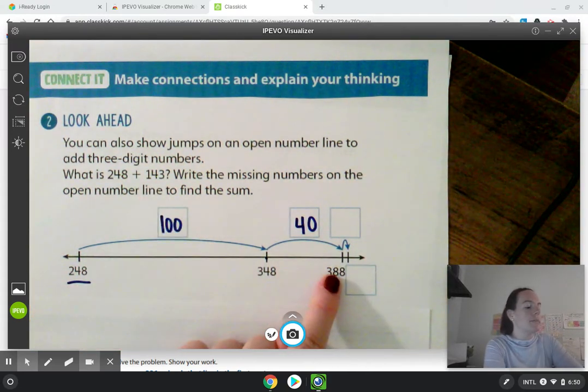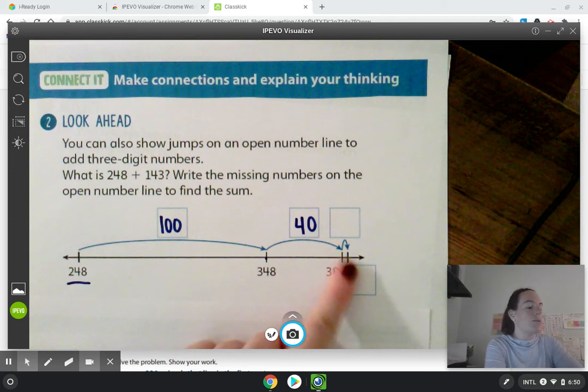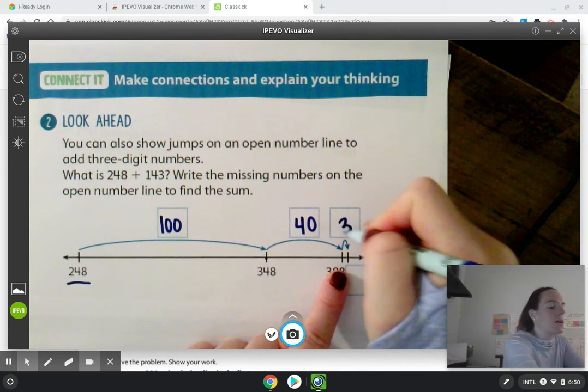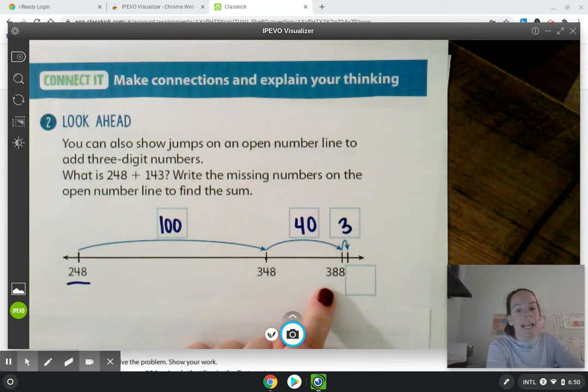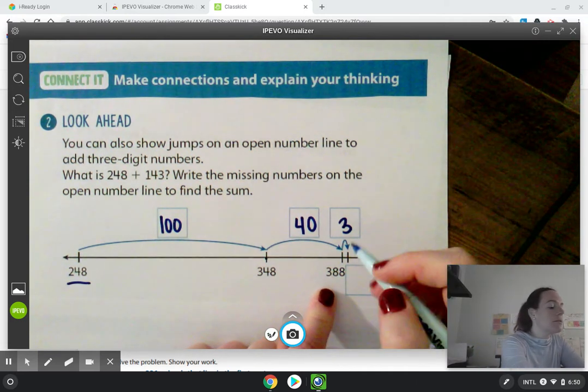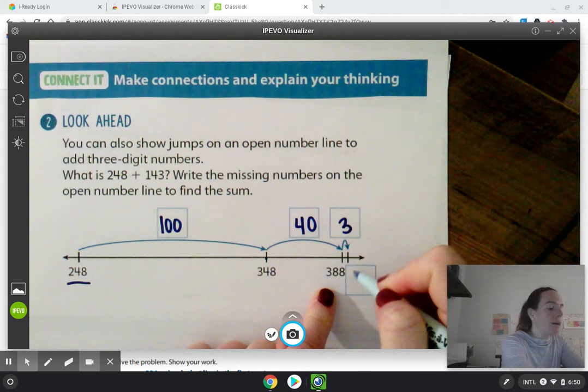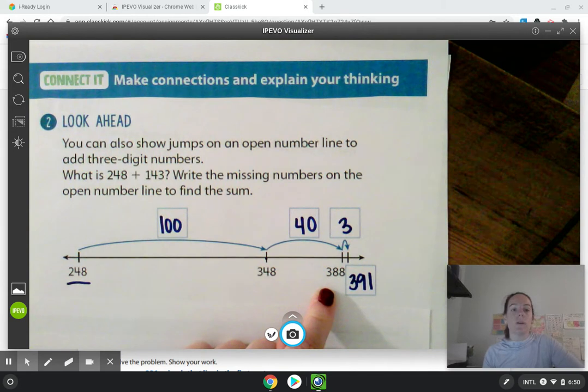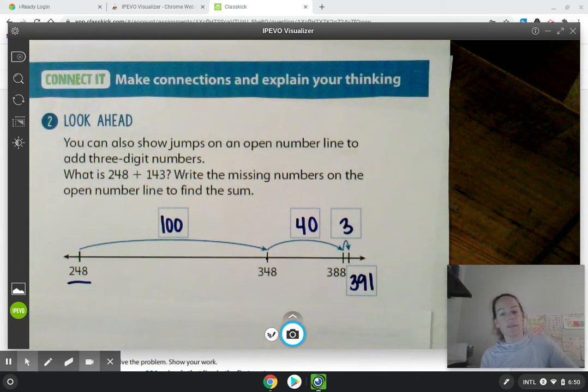And last but not least, add those ones. So add on 3 more. So 388 plus 3 more: 389, 390, 391. That is one strategy we are going to be working on this week, using that open number line.